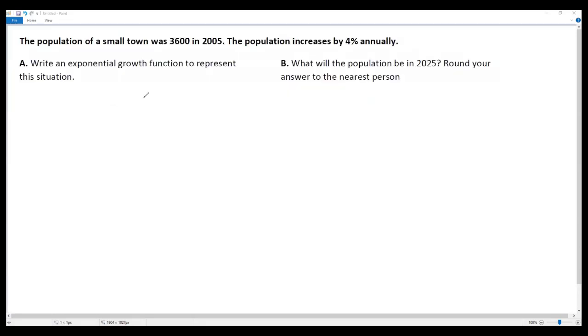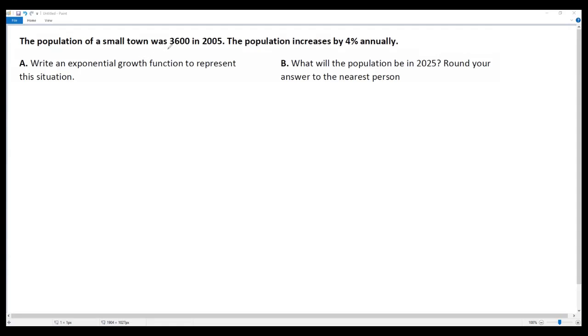Okay, let's look at another example. The population of a small town was 3,600 in 2005. The population increases by 4% annually. Write an exponential growth function to represent this situation. And part B is, what will the population be in 2025? Round your answer to the nearest person.